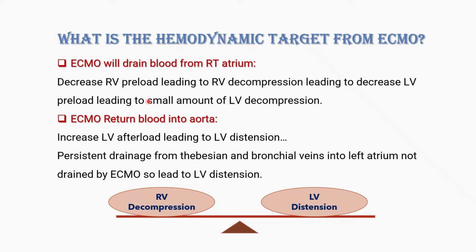So at that time, ECMO will decrease RV loading, decompressing the RV and leading to decreased LV loading. But when draining into the aorta, it will increase the left ventricle afterload, leading to LV distension. So that will lead to RV decompression and LV distension. That's why it's very important to monitor daily echo for LV distension, which will affect pulmonary congestion and lead to hypoxia. This is a cause of hypoxia on VA ECMO if the patient has LV distension.